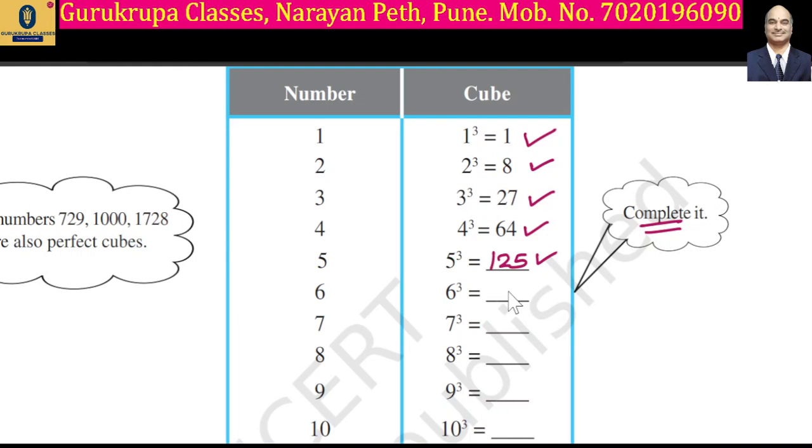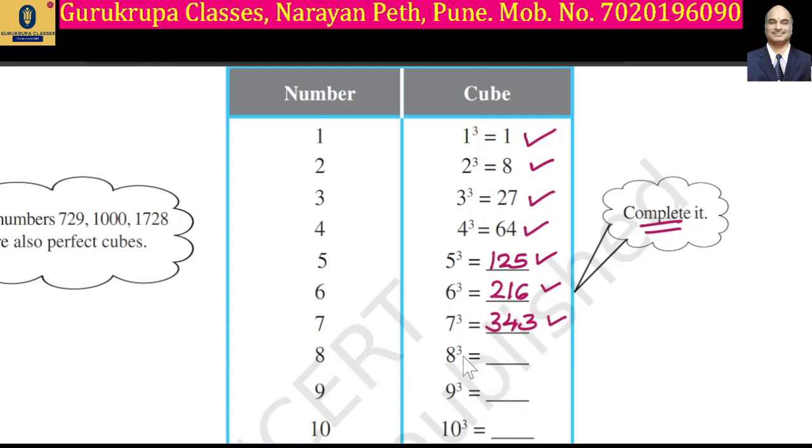Cube of 6. 6 sixes are 36. 36 into 6 again, we get 216. It is a cube number. Cube of 7, 7 sevens are 49, 49 into 7, we get 343, which is a cube number.